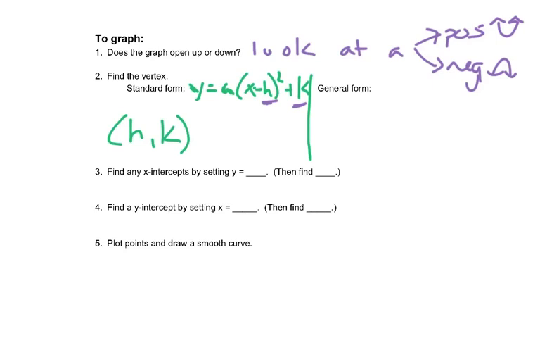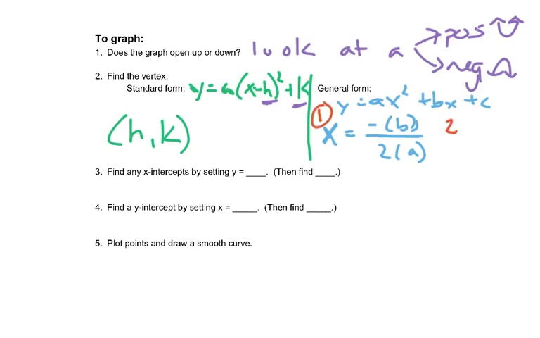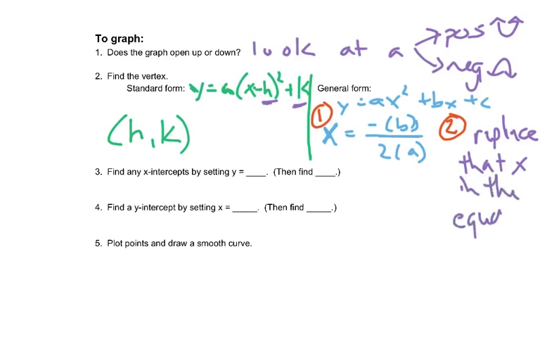If it's the general form, that's y equals ax squared plus bx plus c, then we have to find x by using a formula, negative b, or opposite of b, over 2 times a. So that's the first step. And then the second step is that we replace that x in the equation to find y, so that we get the point x comma y. And we'll do that in a minute.